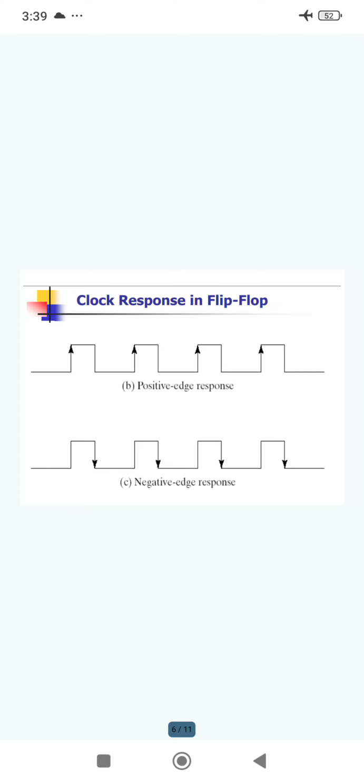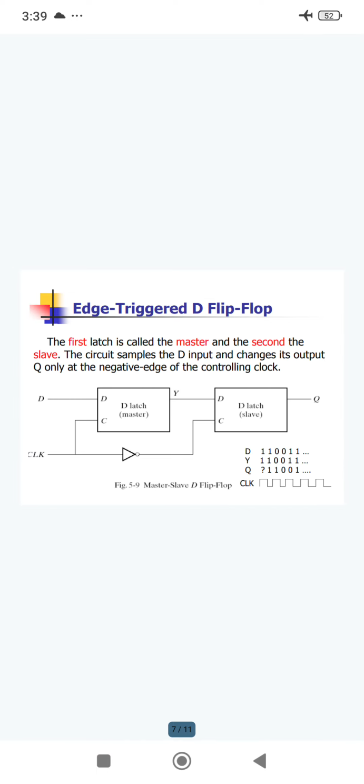In this diagram they are discussed. Positive edge triggering means the output responds to the changes in the input only at the positive edge of the clock pulse at the clock input. Okay, that is positive edge triggering. Negative edge triggering means the output responds to the changes in the input only at the negative edge of the clock pulse input. Okay, so this is negative edge triggering.